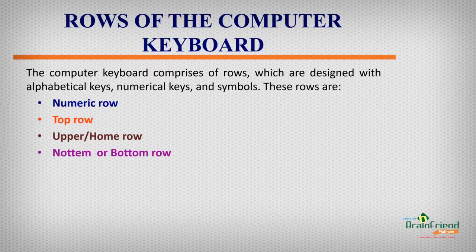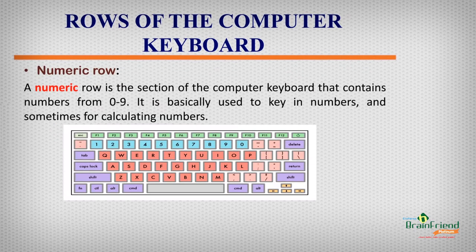Let's go further by looking at the rows of the computer keyboard. The computer keyboard comprises four basic rows. These rows are the numeric row, the top row, the upper or home row, and lastly, the bottom row. First, the numeric row. The numeric row is a section of the computer keyboard that contains numbers ranging from 0 to 9. It is basically used to input numbers.